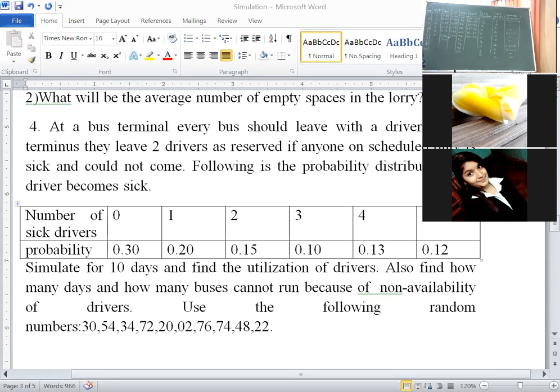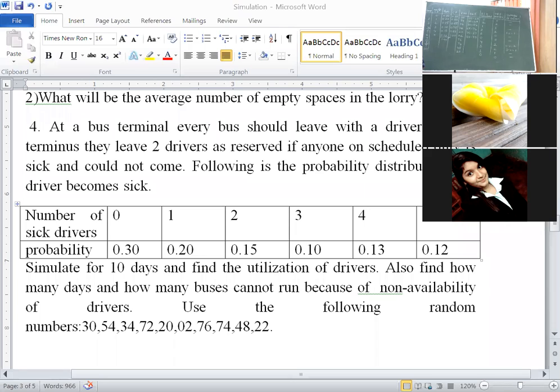There is shortage of drivers as more than two drivers are to be sick, sick, S-I-C-K, sick. Hence, on these 3 days, some buses cannot run. On these 3 days, some buses cannot run.